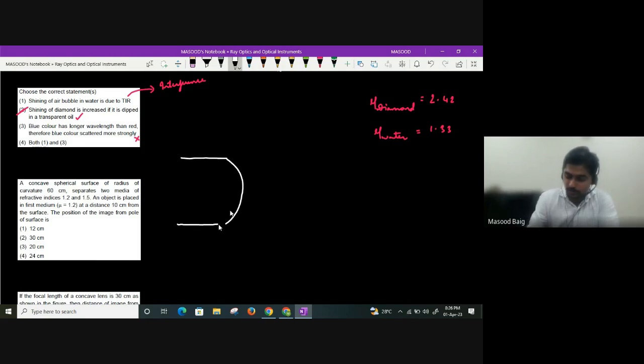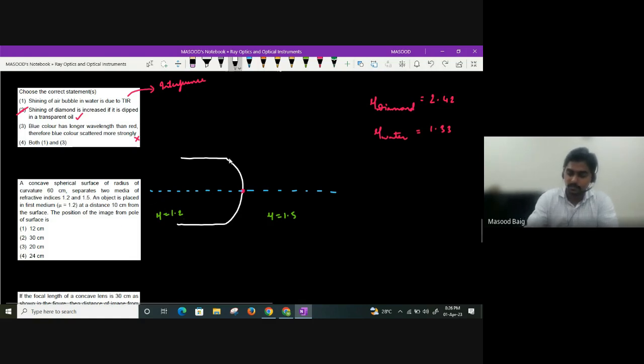You can take, this is a concave surface. This would be the pole of the surface. And you can imagine this to be our principal axis, guys. So it is separating two transparent media. Here refractive index is 1.2. Here refractive index is 1.5. Okay. What they have given, object is placed in the first medium. Here you have the object, guys. It is lying at a distance of how much? 10 centimeters, it seems.